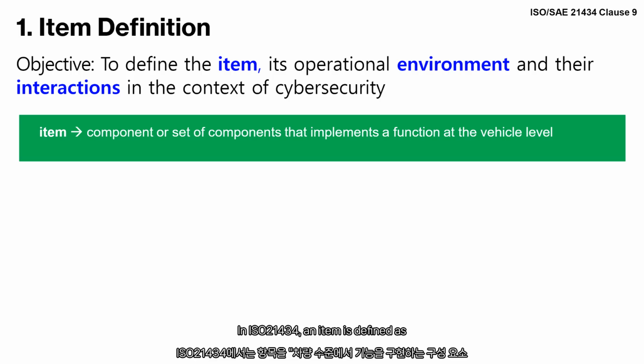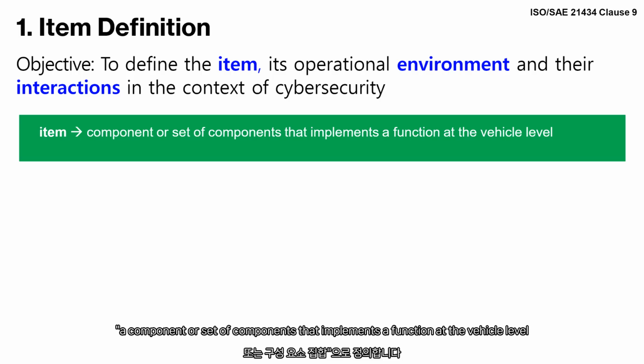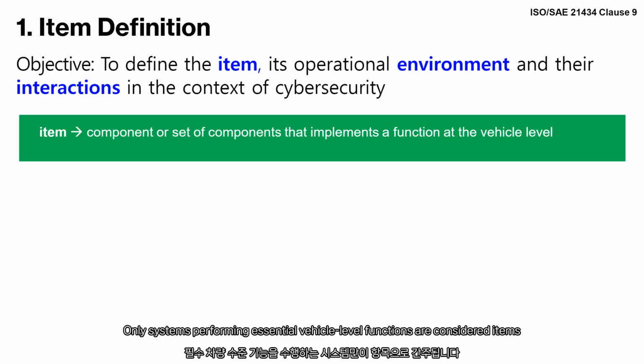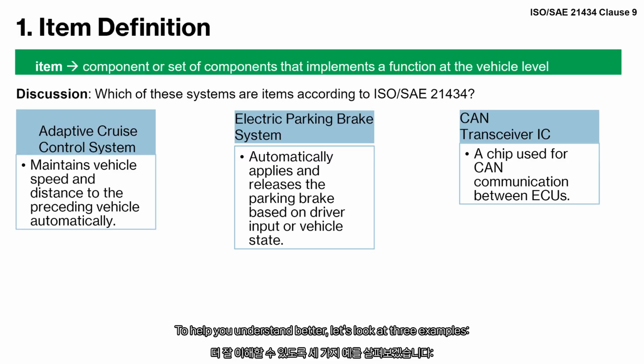In ISO 21434, an item is defined as a component or set of components that implements a function at the vehicle level. Remember, not every component is an item. Only systems performing essential vehicle-level functions are considered items. To help you understand better, let's look at three examples.